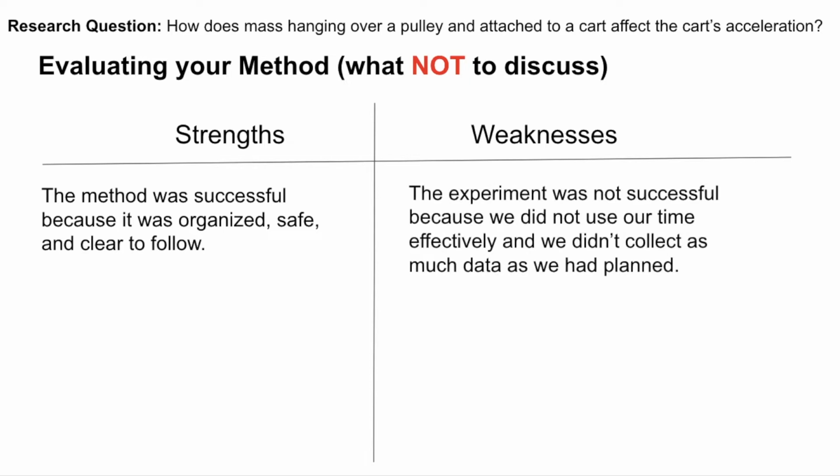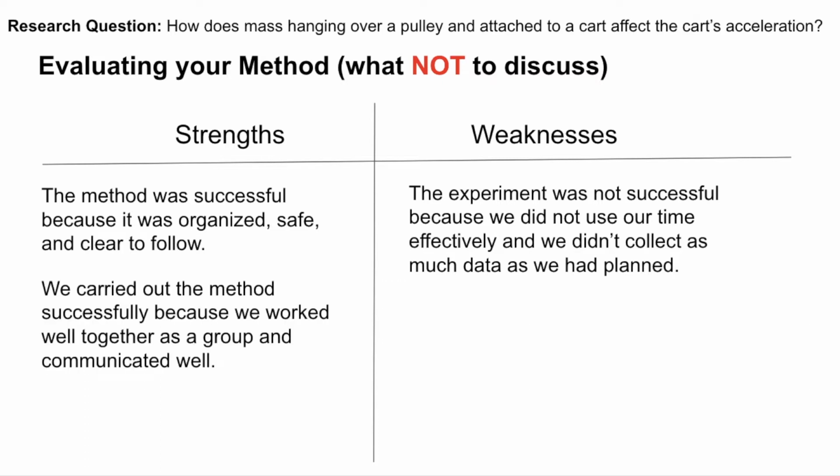Here's a weakness. The experiment was not successful because we didn't use our time effectively, and we didn't collect as much data as we had planned. This is not appropriate to discuss in your method evaluation because it's not evaluating your method. It's actually a weakness in the fact that you didn't follow your method.